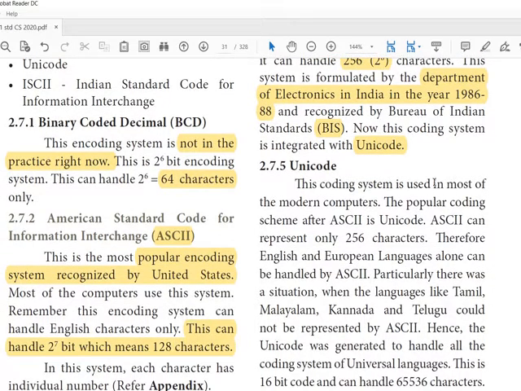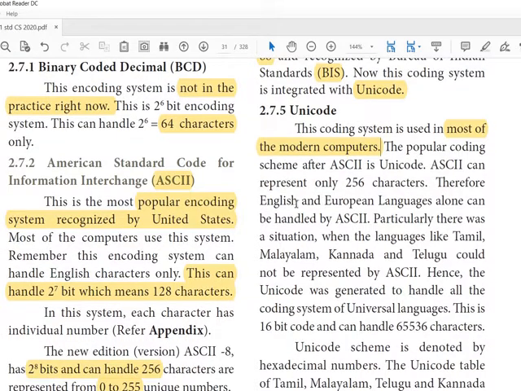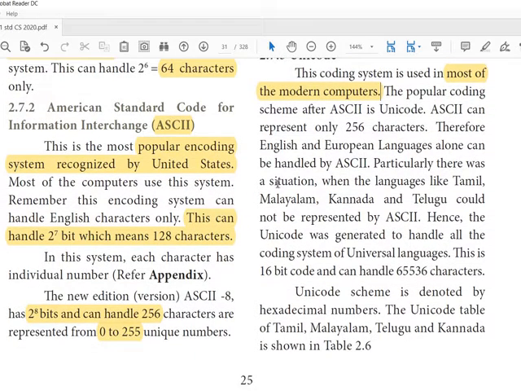UNICODE. What is UNICODE? This coding system is used in most of the modern computers. So popular is ASCII, but the most used is UNICODE. The popular coding scheme after ASCII is UNICODE. ASCII can represent 256 characters. Therefore, English and European languages alone can be handled by ASCII. Particularly, there was a situation when languages like Tamil, Malayalam, Kannada, Telugu could not be represented by ASCII. Hence, UNICODE was generated to handle all the coding systems of universal languages.